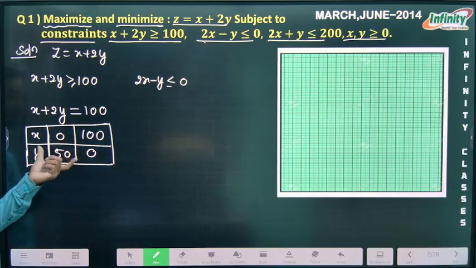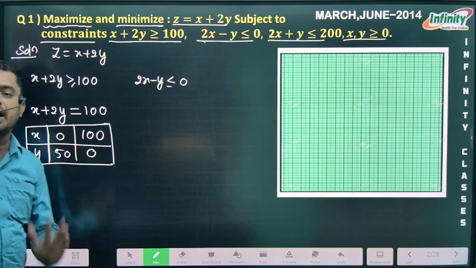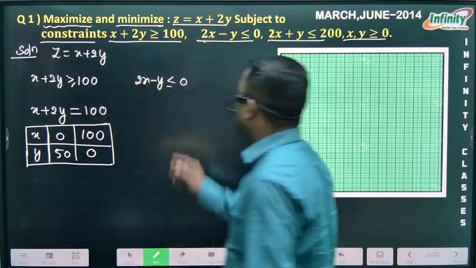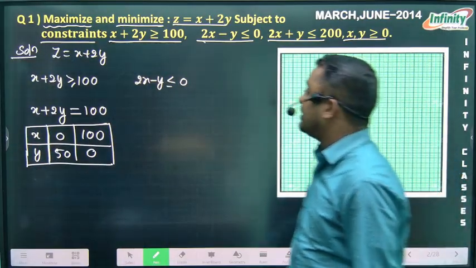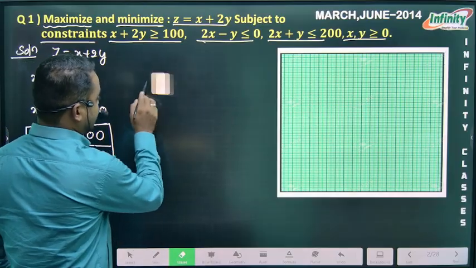For this line we find two coordinates. The coordinate table is: x is 0, y is 50, and y is 0, x is 100. So similarly we are going to find the other one. For the second constraint we will take this one lastly.